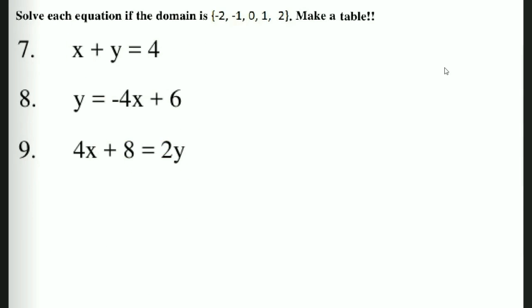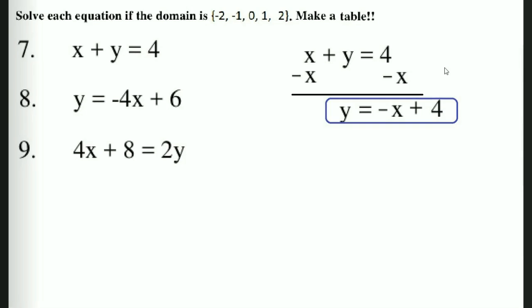All right. Now, with number 7, we have x plus y equals 4, and we're going to solve these assuming our domain is negative 2, negative 1, 0, 1, and 2. We're going to make a table. But there's 2 steps in this. First, we have to convert it to y equals something times x plus or minus some number. And the second thing we have to do is actually make the table. So let's do that. With number 7, we have x plus y equals 4. Subtract x from both sides, and we end up with y equals negative 1 times x plus 4.